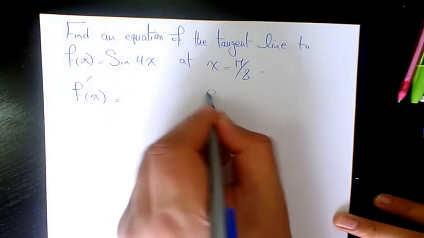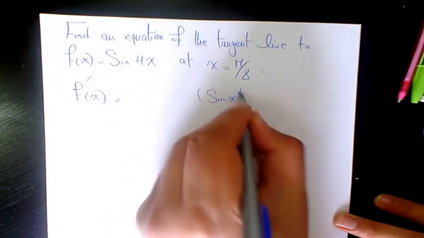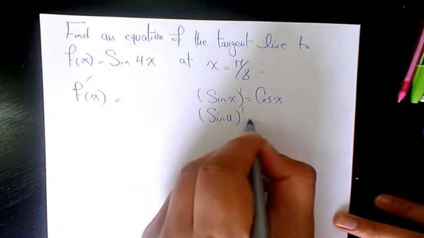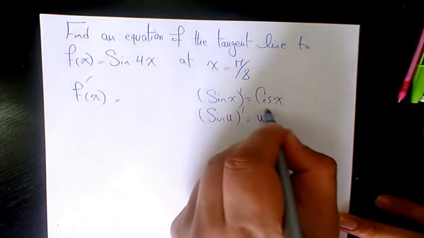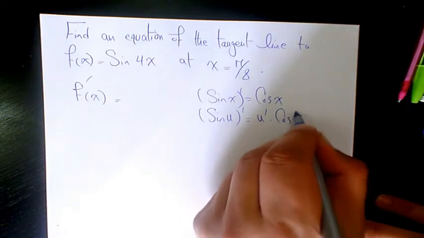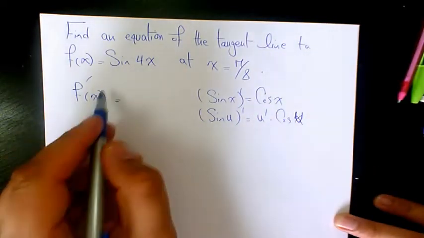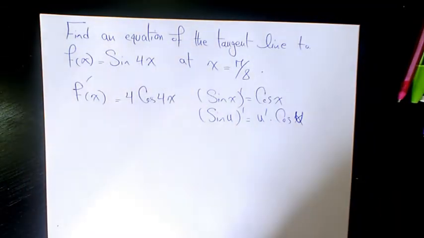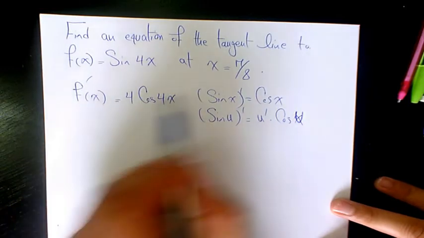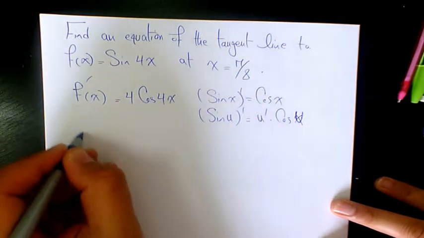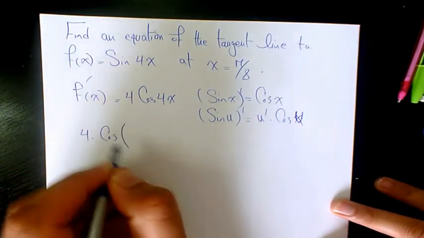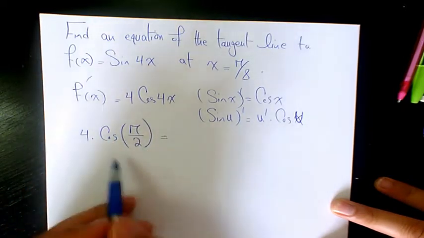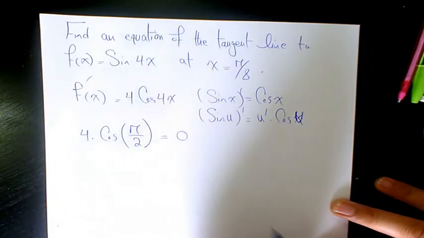F prime: whenever you have the derivative of sine x, it is cosine x. The derivative of sine u, if u is a function of x, will be u prime times cosine u. So f prime of x in this case is going to be 4 cosine 4x. And when you sub in pi over 8, it is going to be 4 times cosine of 4 times pi over 8, which is pi over 2. And cosine pi over 2 is 0.